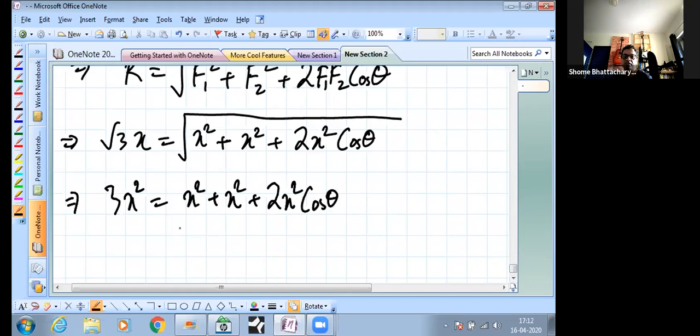Correct, Isha, that is correct. Isha Naik, you have also got the correct answer. So 3 is equal to 2 plus 2 cos theta. So that tells me that cos theta is how much? Half.